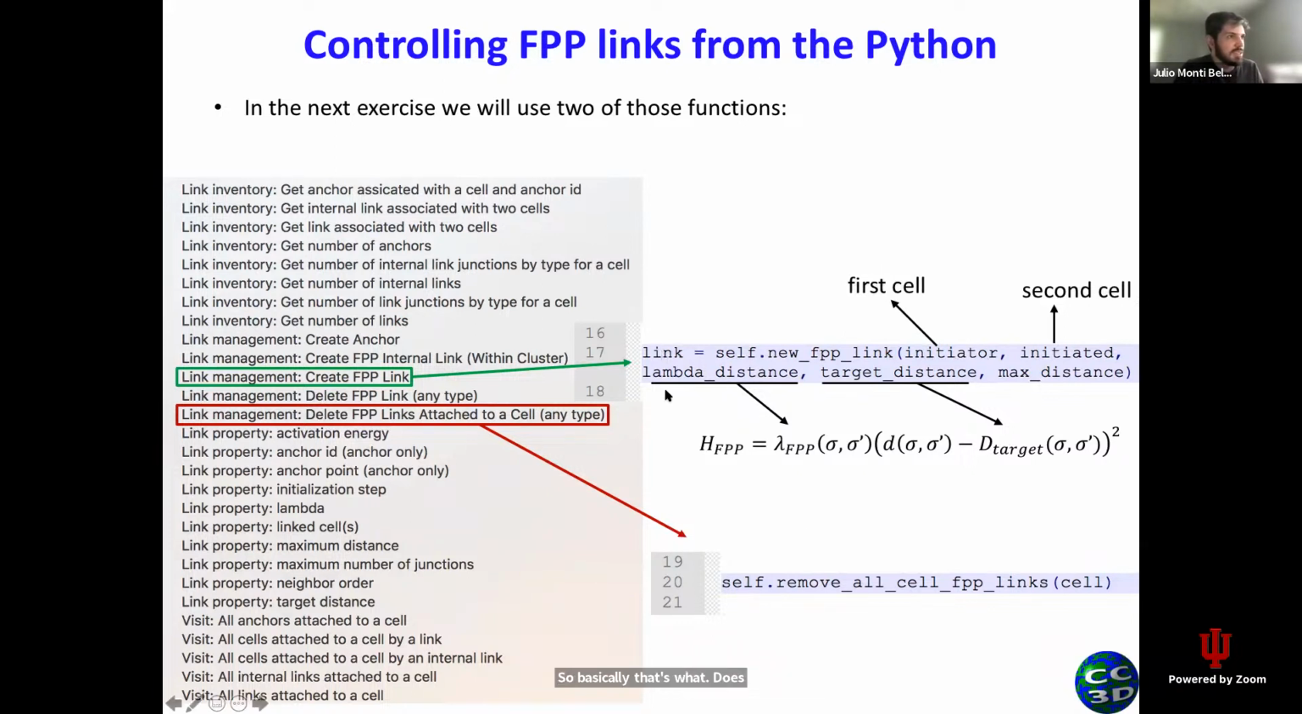This is the same line, right? It's a single line. It's just that I cannot fit it on the screen. So this is the lambda distance, we are talking about this parameter. Target distance, we are talking about this parameter. This is whatever distance the two cells have at the moment. And this is the first cell and the second cell. All right. Okay. More questions?